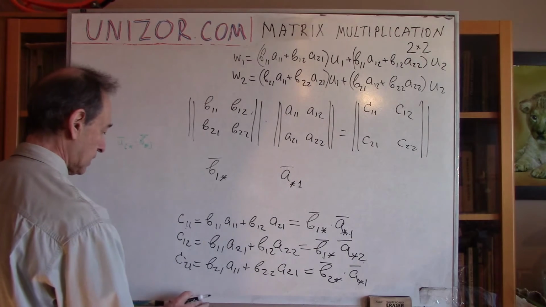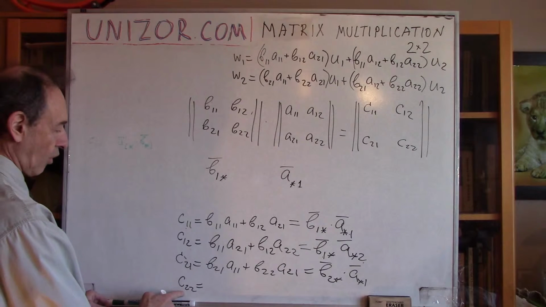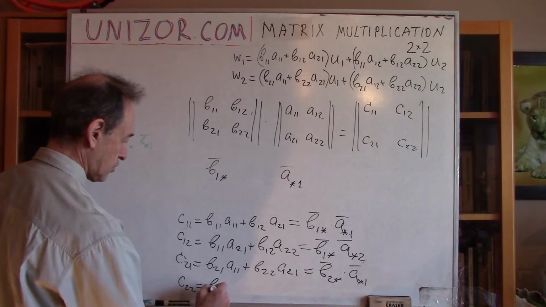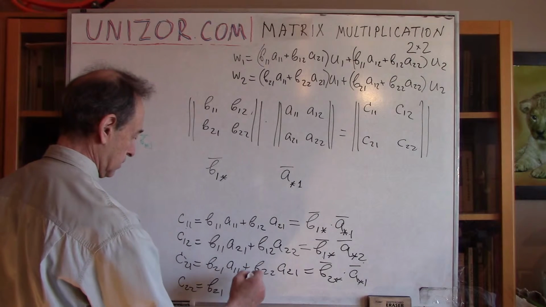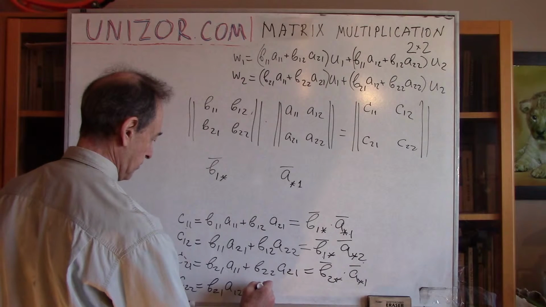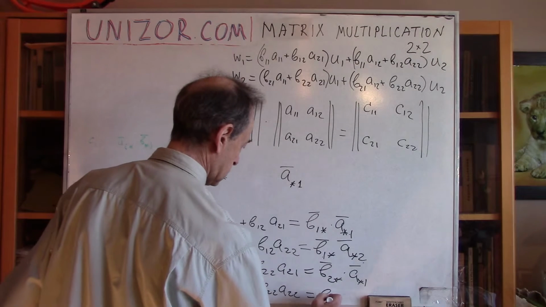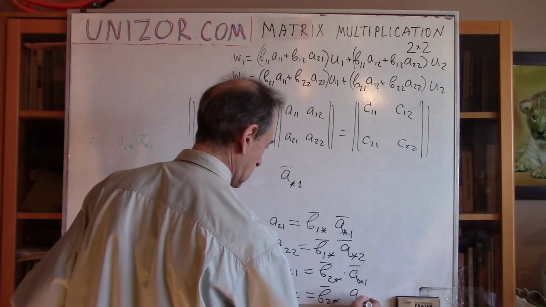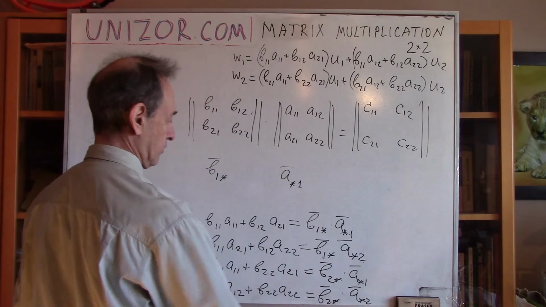And finally, the fourth one would be the second row from the B and the second column from the A, which is B21 A12 plus B22 A22, which is B times A, second row vector and second column vector.